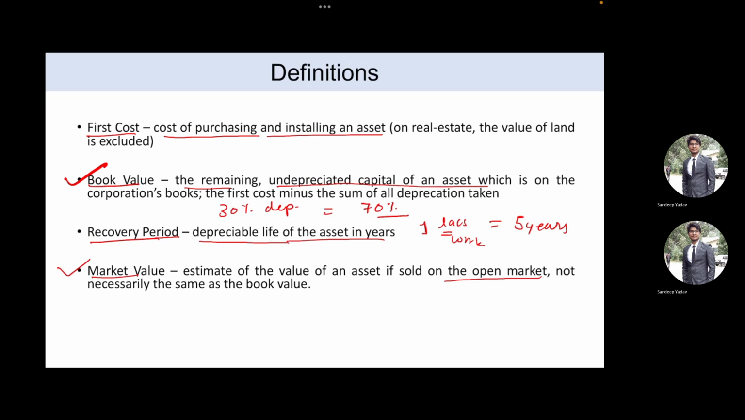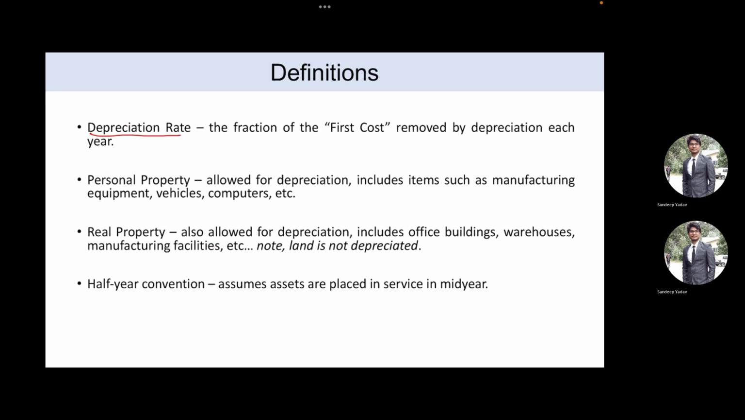Now the next definition will be depreciation rate. It is the fraction of first cost removed by depreciation each year. Sometimes it's already given, like 20% or 30%. Sometimes you have to calculate it.